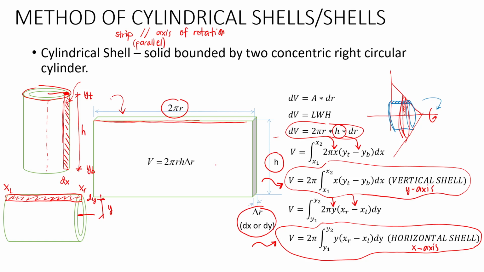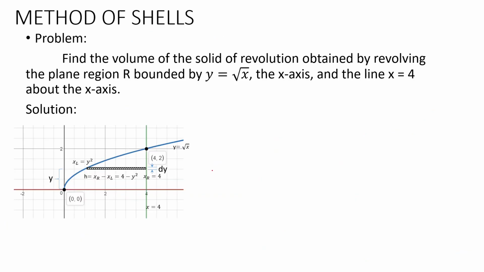All right, so let's try to solve the problem in the first example. Earlier we used this as a vertical strip. Now, since we are going to use the method of shell, let's compare if we're still going to get the same answer. So rotate first the shell. Okay, so this will be the shell created.